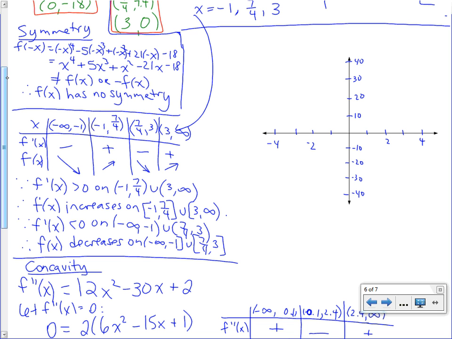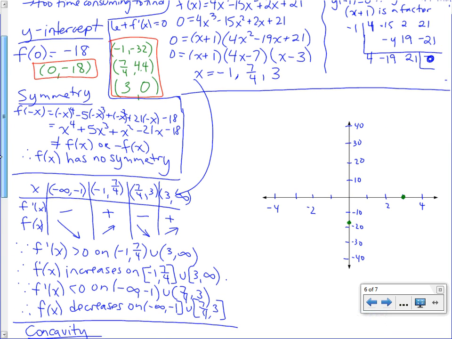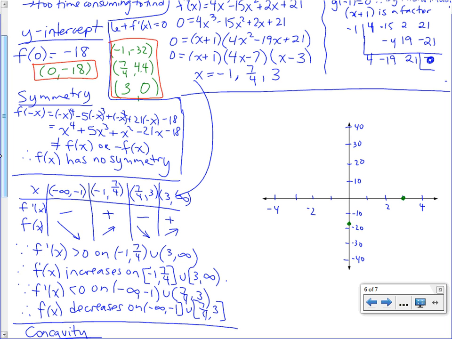Yeah, just do a little calculation where f at 3 is. Yeah, that would be perfect. So let's start plotting. So 0, -18. So there's my y-intercept. 3, 0 is an x-intercept and a critical point. Okay, 7/4, that's 1.75, 4.4. So 1.75 is close to 2, 1.75, 4.4, so just under halfway up here.